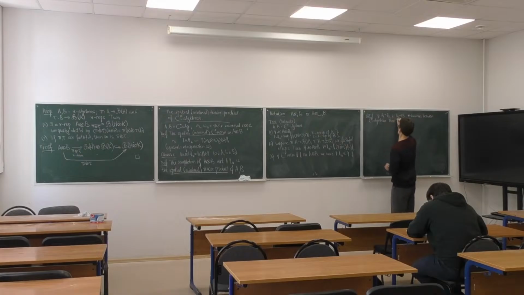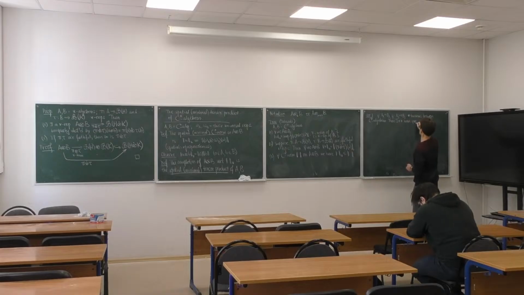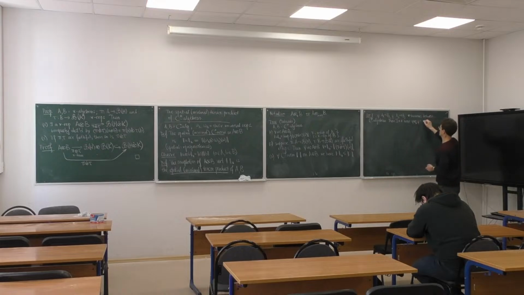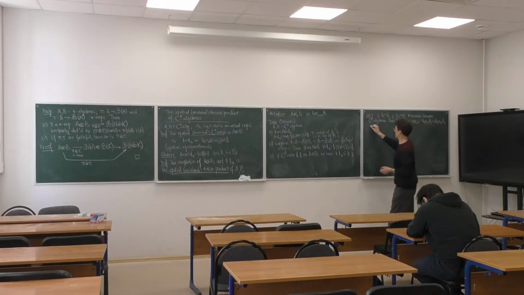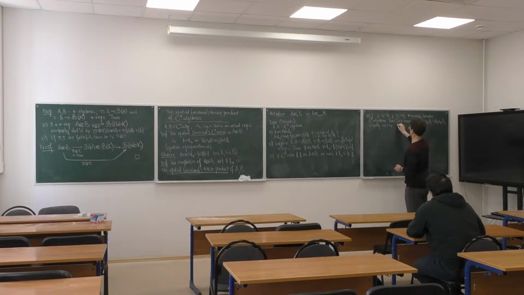Then there exists a star homomorphism, phi tensor psi, between their spatial tensor products, A1 tensor A2 to B1 tensor B2, uniquely determined by the following formula. It takes every elementary tensor, a1 tensor a2, to phi of a1 tensor psi of a2.